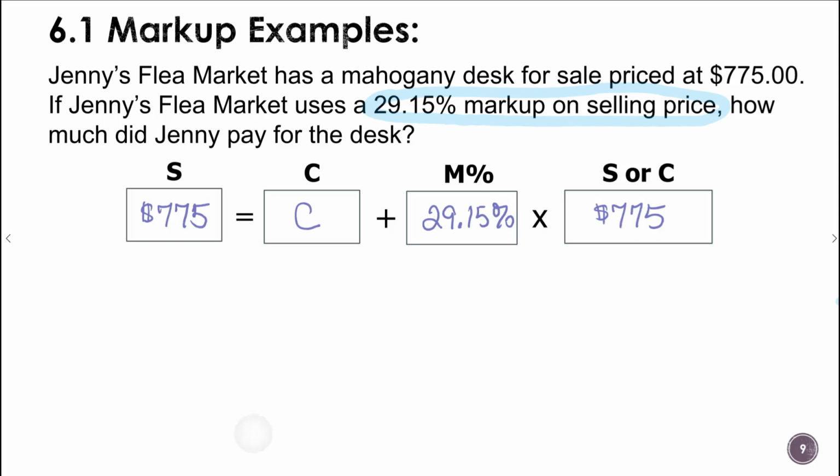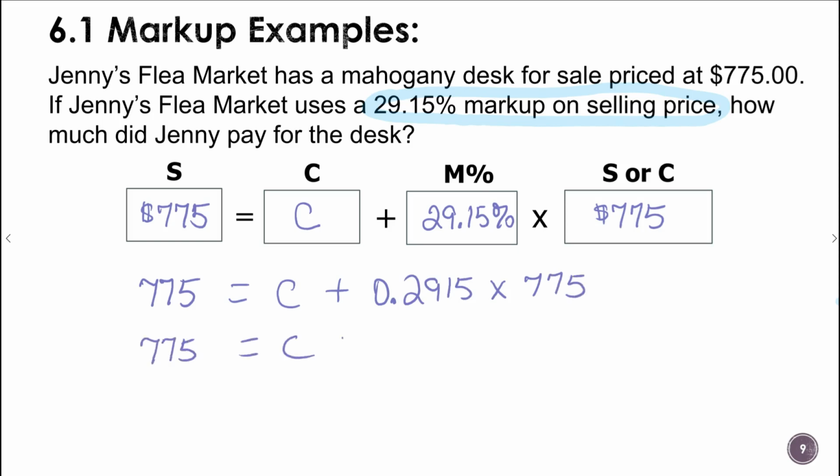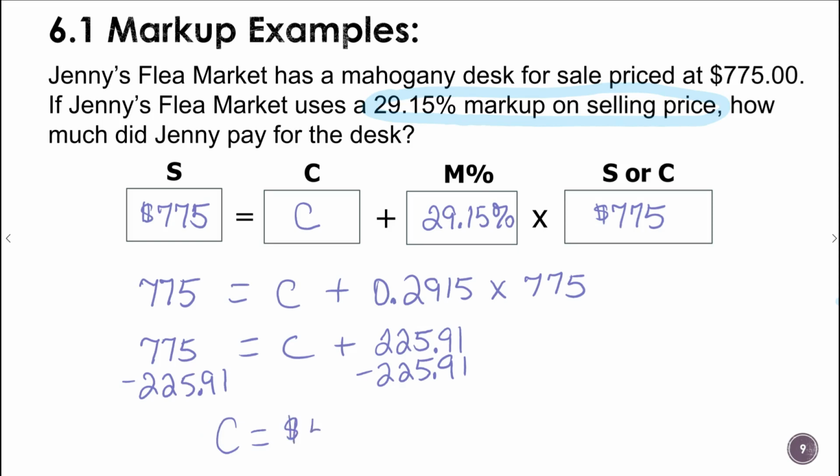Once we have everything filled in our boxes, we can set up the equation. So cost plus 0.2915 times $7.75. And then we multiply those two numbers to get $225.91. To solve the equation now, we have to subtract so that we get our numbers together on one side. And so my cost is, right, that's what we're trying to find. We're solving for cost. My cost would be $549.09. And I'm going to circle that. Okay.